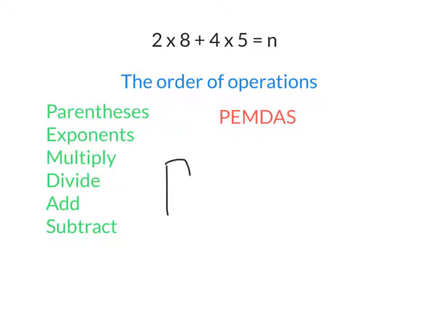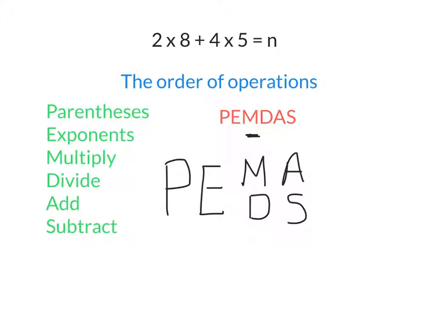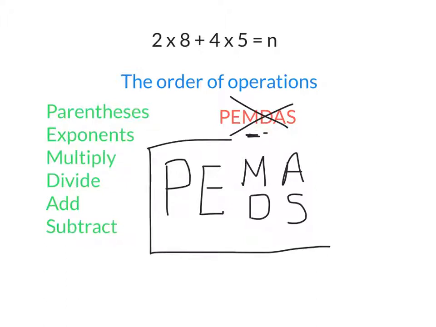I'm going to change that just a little bit, and it's going to look like this. A big P, E, then I'm going to do M right above the D, and the A right above the S. So it's still those same letters, they're just written slightly different. This is so we don't get stuck thinking we always have to do the multiply before we do divide or add before we do subtract. So if we write it out like this, we'll remember that we're going to just multiply or divide before we add or subtract, but we can do these in whatever order they come first.